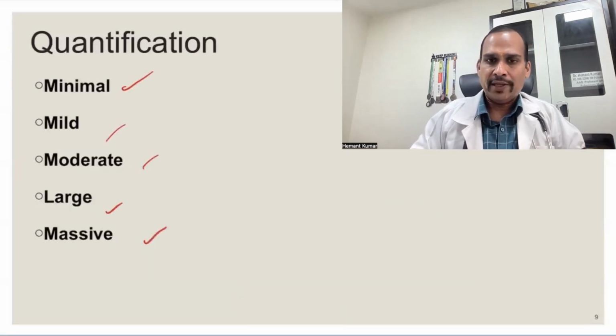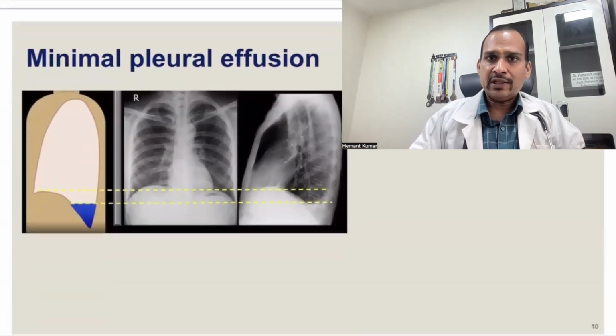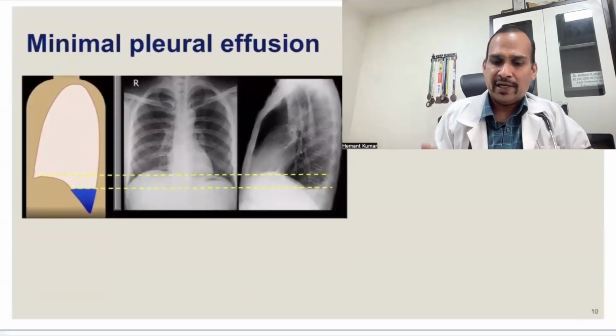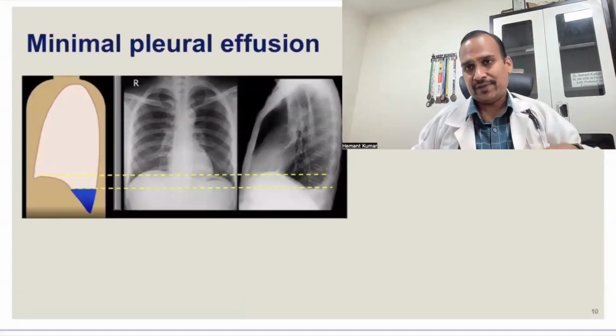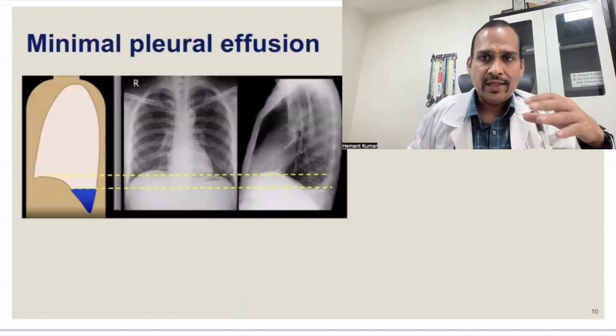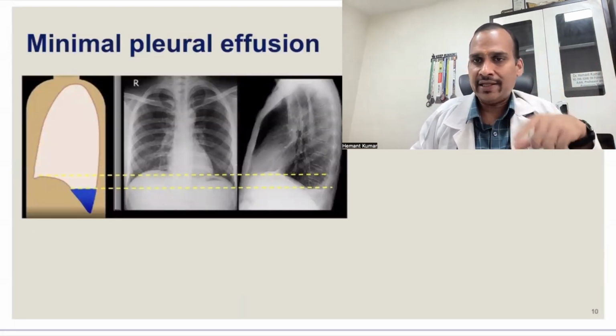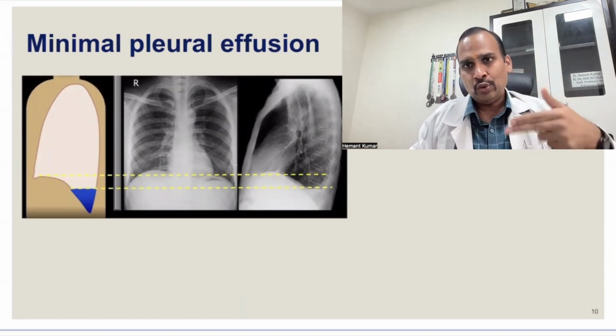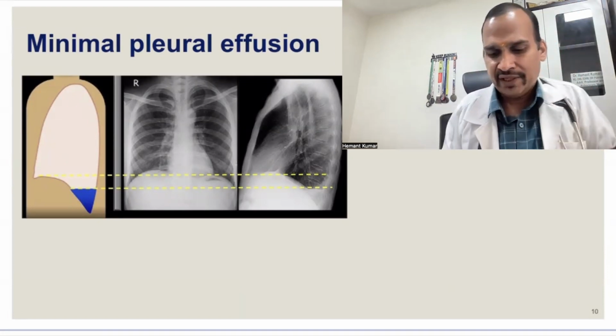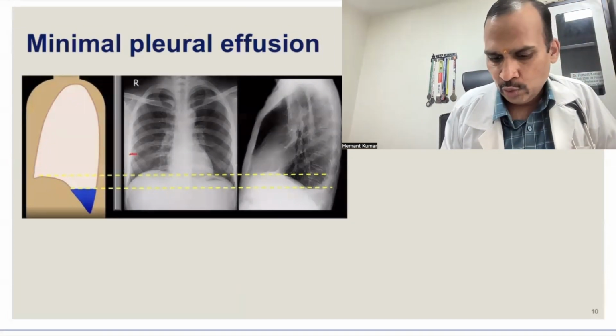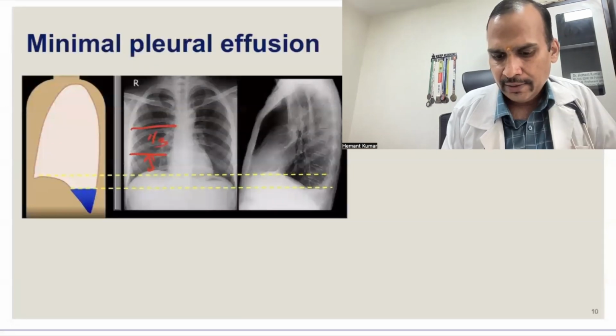So how to divide? If you divide a normal X-ray into three compartments based on anterior ribs, as I told you, in most X-rays we can appreciate six anterior ribs. So three compartments we can divide: lower one third, middle one third, and upper one third. So these are the three compartments.